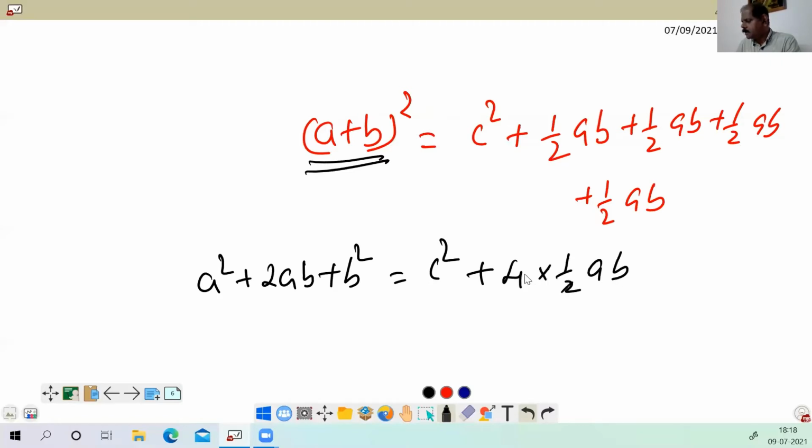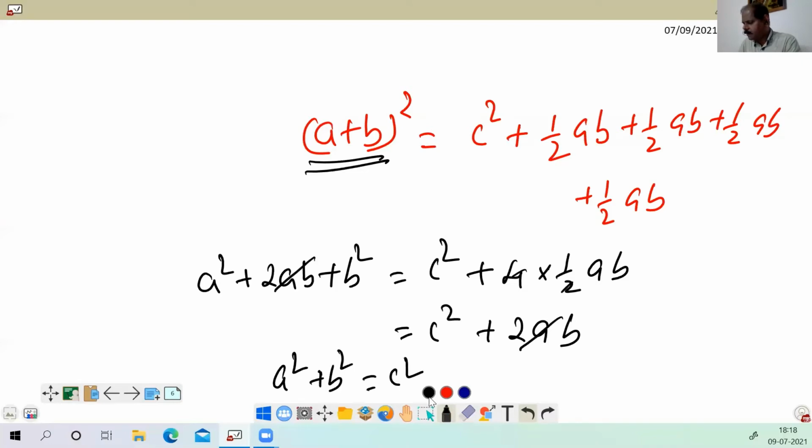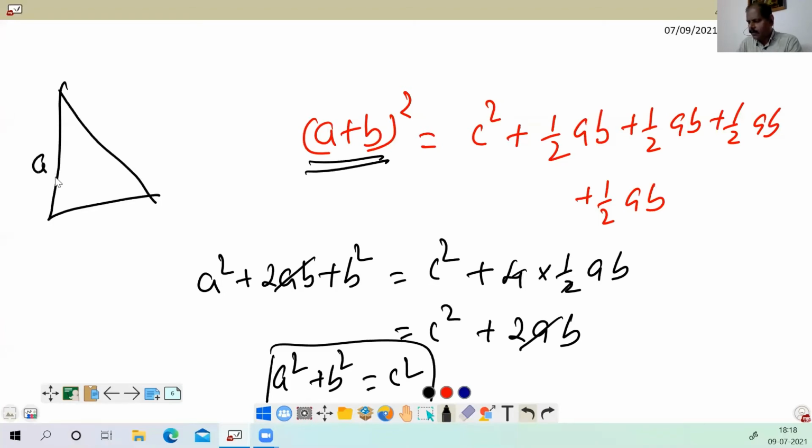This 2 cancels with 4, that is equal to C square plus 2AB. So I can cancel this 2AB with 2AB. So we get A square plus B square is equal to C square. So this is Pythagoras theorem. So in any right angle triangle, if A is the altitude and B is the base and C is the hypotenuse, then we have A square plus B square is equal to C square.